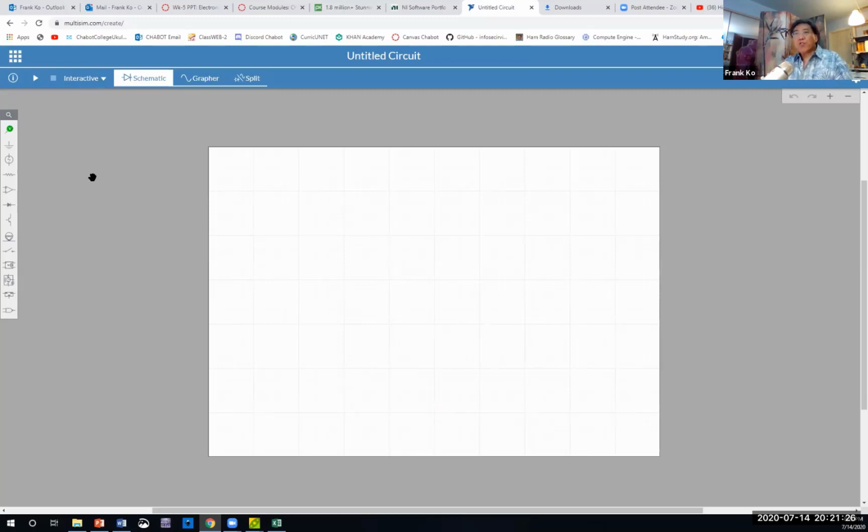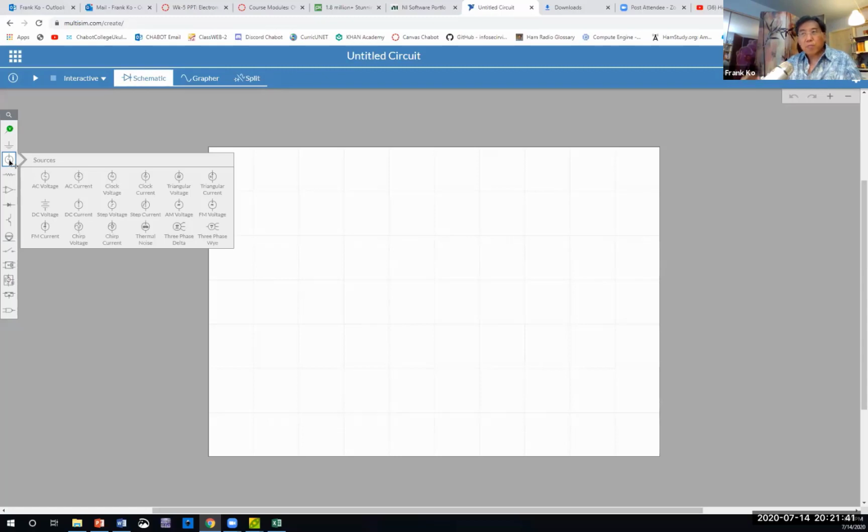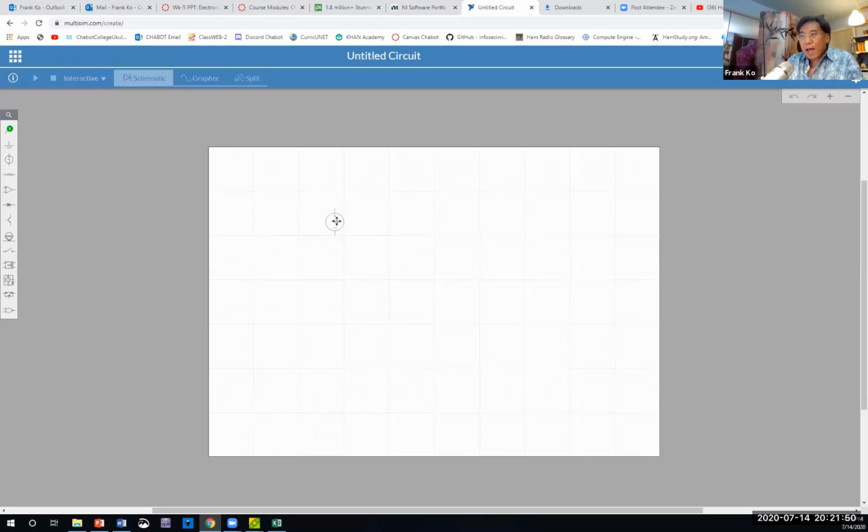Okay, so here I have a number of different tools, very similar to Tina. These are main headers, and I look for the one that says sources. This one says sources. So when I click on this guy, it opens up a pull-out menu, and I look over here. I have a DC source, I have an AC source. I click on the AC source, I drag, and I want to place it, boom, right there. Once I have it there, I deselect it by clicking somewhere on the screen.